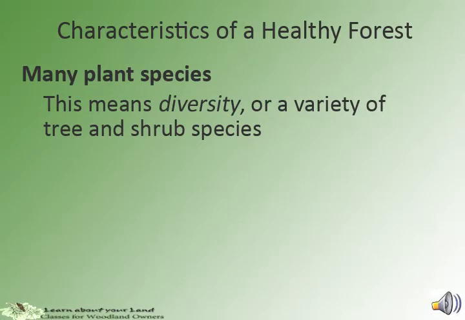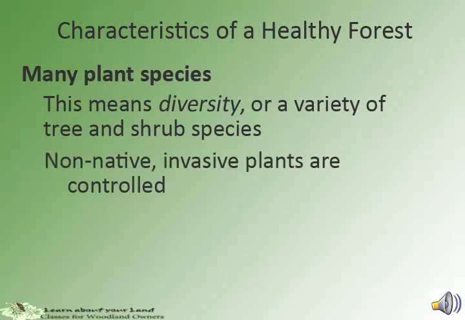A healthy woodland is made up of many plant species. We often describe this as diversity. Where we see a large population of invasive plants, rarely do we see other native trees and shrubs alongside them. To ensure future growth of our native plants, we need to control those invasives.